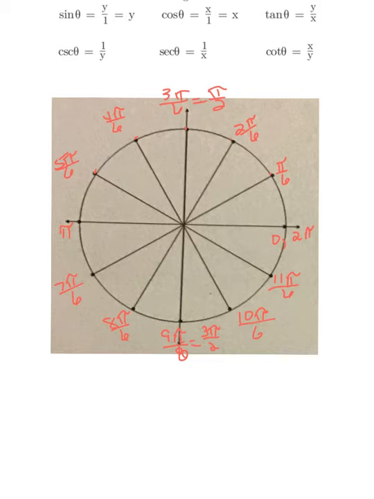And then if we think about this in terms of degrees, pi over 6 is 30 degrees. 2 pi over 6 will be 60 degrees. If you think about that, we have taken 180 degrees and divided it into 6 equal pieces, so it makes sense that each of these would represent 30 degrees. Pi over 2 is 90 degrees.